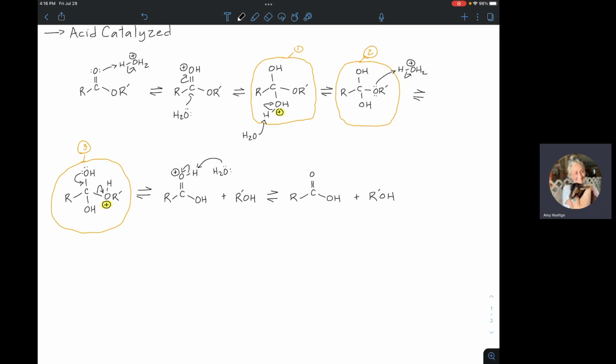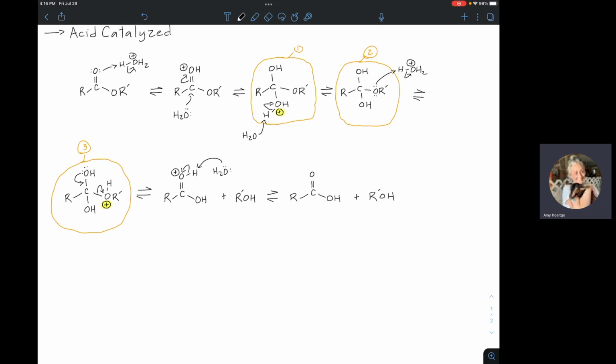Since tetrahedral intermediates 1 and 3 are equally likely to collapse, both the ester and the carboxylic acid are going to be present at equilibrium. This is where we're going to go back to Gen Chem and be like, okay, it is possible that 1 and 3 are equally likely to collapse, and so therefore this reaction could go forward or backward. At equilibrium, in other words, both of those are going to be present.